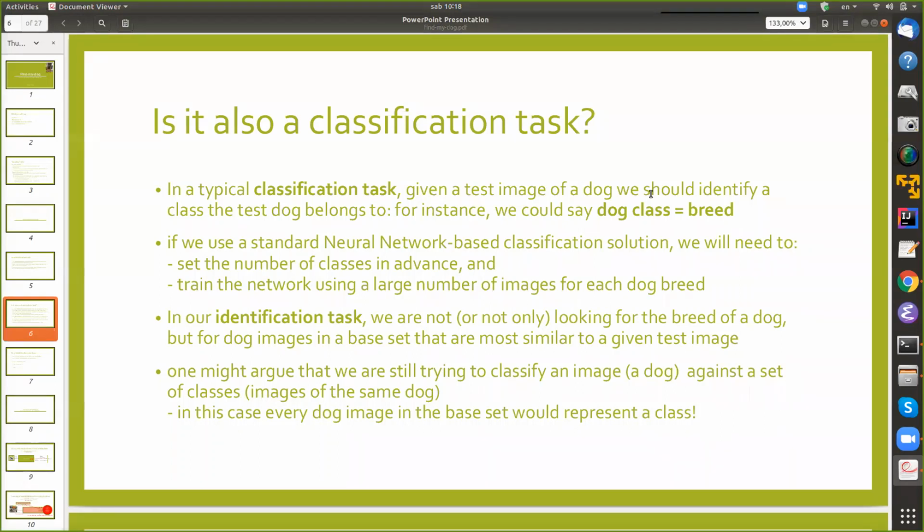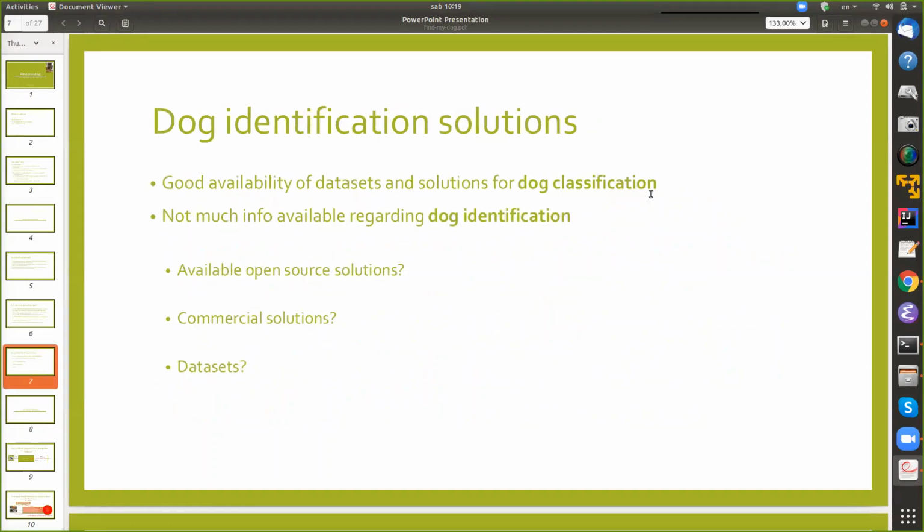Each dog would really be a class in this context, because I am trying to pick an unknown image of one dog and classify that image as belonging to the class of that dog, on which I have additional pictures. So one might argue that this task of identifying pictures in an archive is most similar to a classification task, but there are differences, as I pointed out.